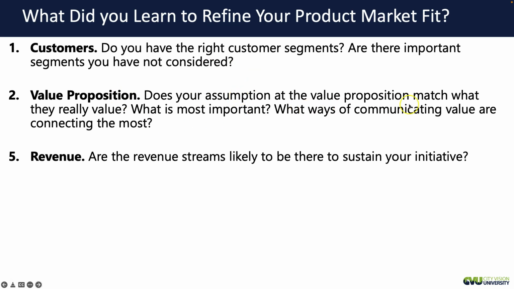And then even what ways of communicating value connect the most. So different groups of people are going to like information different ways. And so try and find out what is the easiest way for them to understand what you're talking about, the easiest way for you to communicate that value proposition. What you're doing is you're getting rid of barriers and you're opening up an easily transferable and understandable idea for them. And the last one here, that should say 3 there, is revenue.